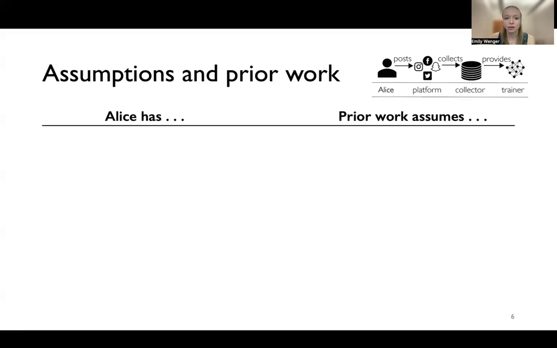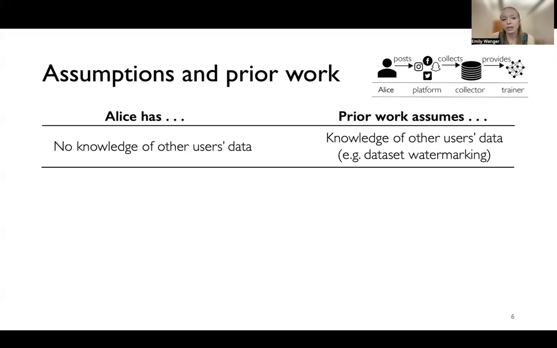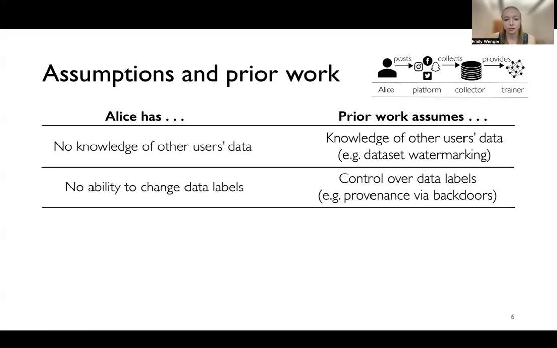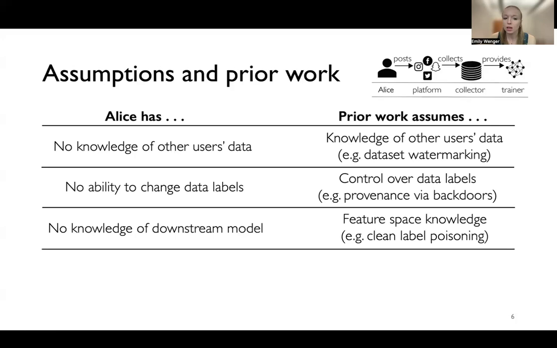To further clarify the threat model, let's look at a few other assumptions. Alice really has no knowledge of other users' data that's being collected alongside her own, so we can't rely on this in building our mechanism. That stands in contrast to prior work, which assumes that there is broad knowledge of all the data. But that is just not true for Alice. Additionally, Alice can't really change the labels of her data as we saw. So that means that provenance mechanisms via things like backdooring are not super realistic because changing the label would immediately destroy this mechanism.